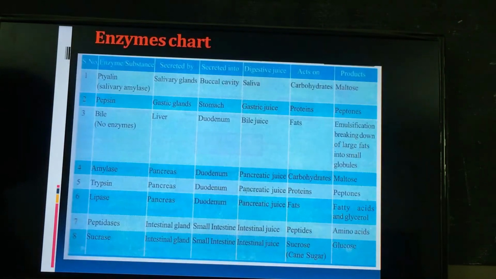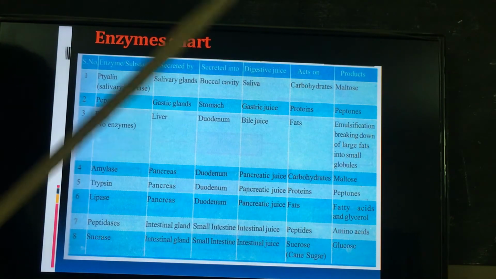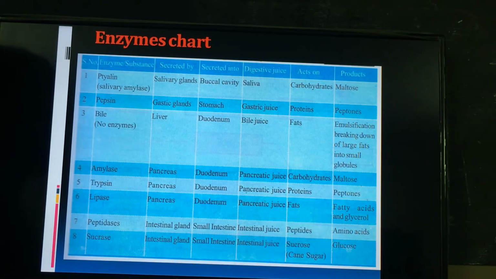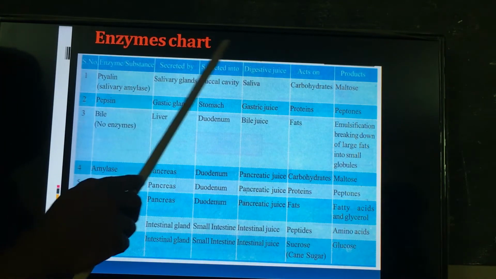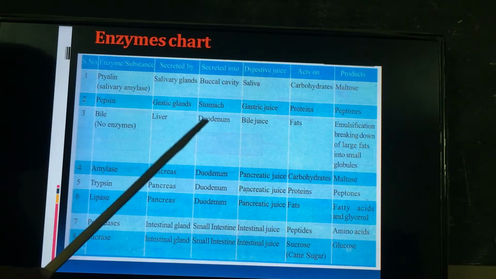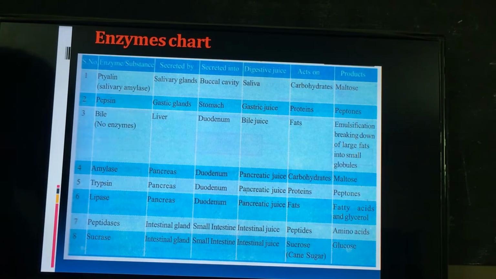Now, next topic, enzymes. We already learnt in the previous class. Enzymes are chemical substances which are released from glands known as exocrine glands. These enzymes act on complex food molecules and convert them into simple ones. See here, very important from the exam point of view, the enzymes chart.